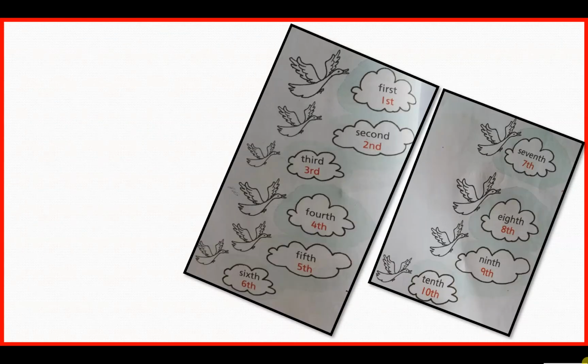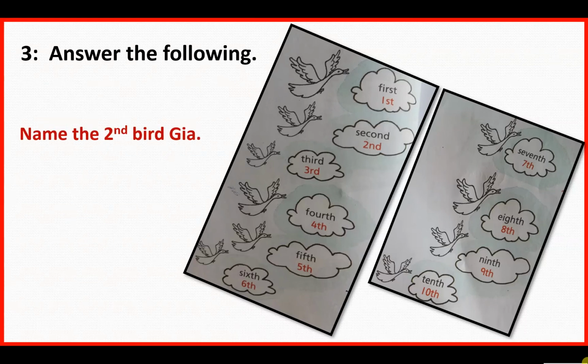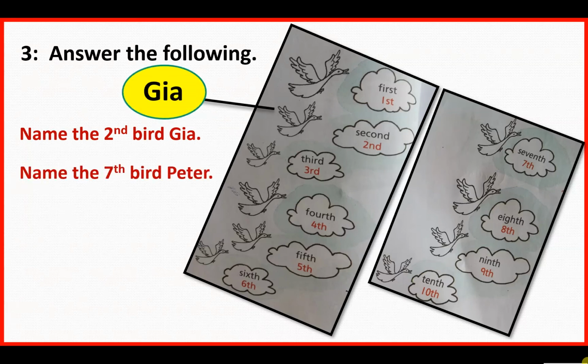Now, I am going to do question number 3. Answer the following. The first question is, name the second bird Gia. Where is the second bird? Yes, here it is. So, here is the second bird and we named her Gia. The second question is, name the 7th bird Peter. So, here is the 7th bird and we named him Peter.